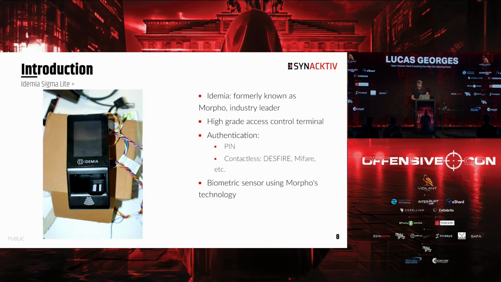So in this talk, we'll focus on the IDEMIA Sigma Lite Plus device, which is an access control device made by IDEMIA, which is a French company. It's formerly known as Morpho, for those who know. It's probably not known outside of France, but it's pretty, I won't say common, because it's a high-grade access control terminal. It costs about the cost of an iPhone. But it's usually present in high-end targets like airports, train stations, embassies, ministries, and Fortune 500 companies, which are part of our clients at Synactive.